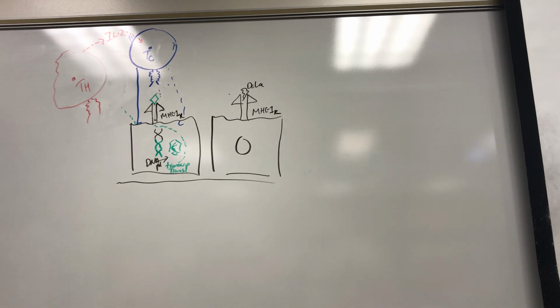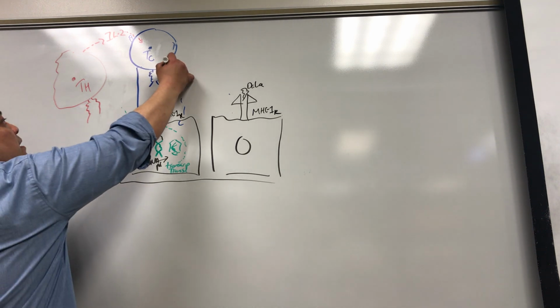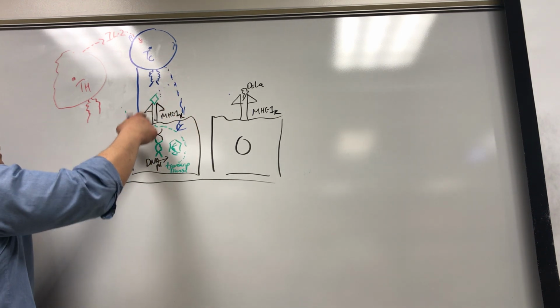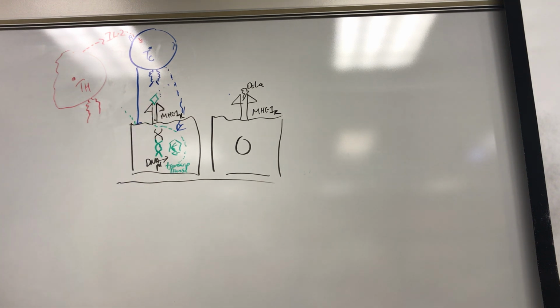Now the cytotoxic T cell forms clones of itself. One of those clones is going to go around and kill any cell that displays that epitope. So then we can kill the virally infected cells to decrease the amount of virus that's floating around.